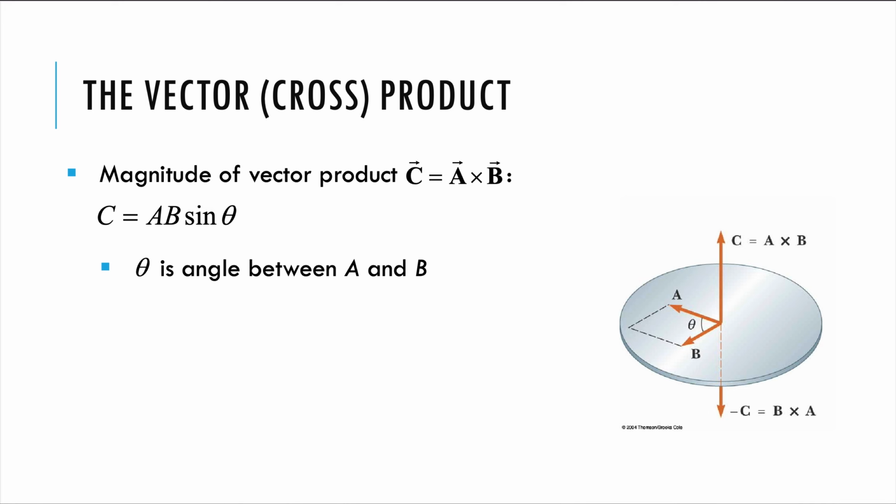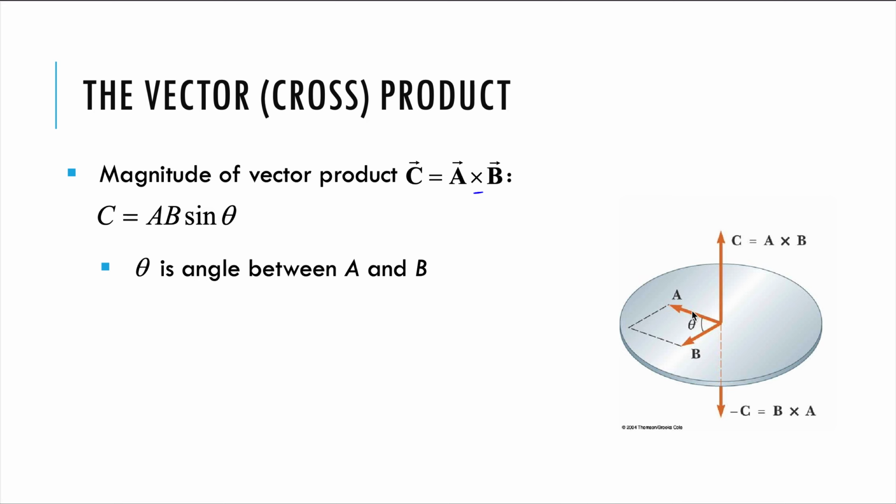The vector product is a different type of product between two vectors that gives us a vector as an answer rather than a scalar. A cross product is notated with the little X symbol to find the cross product of two vectors, such as A and B. To find the magnitude of that cross product, we do AB sine of theta.